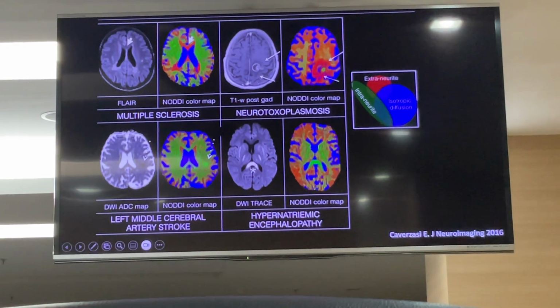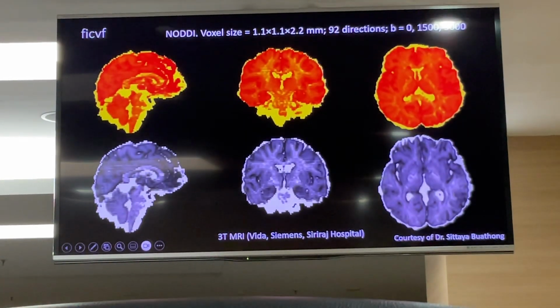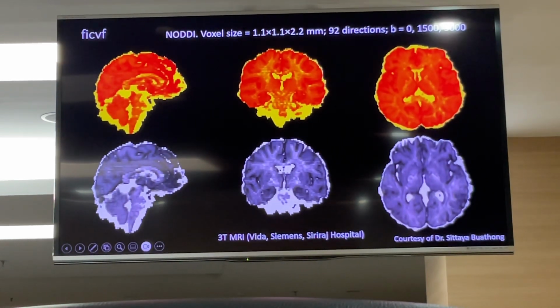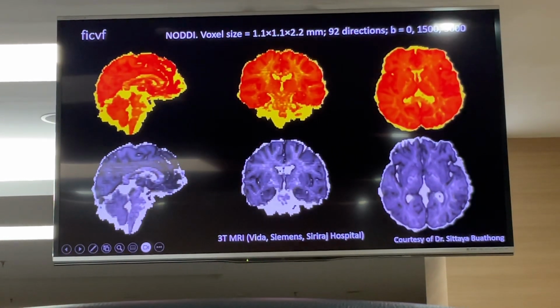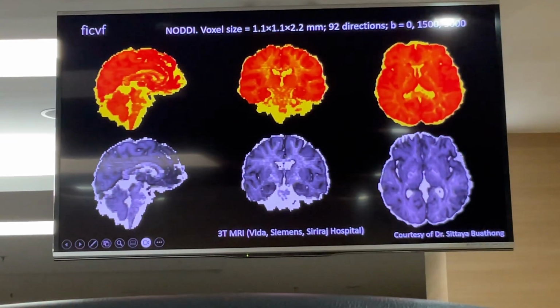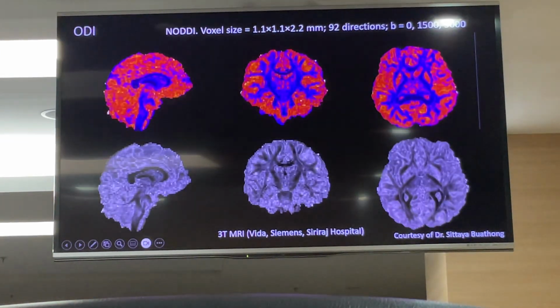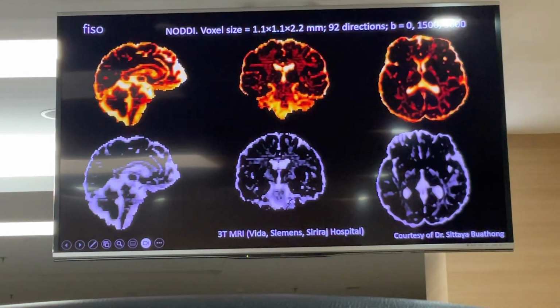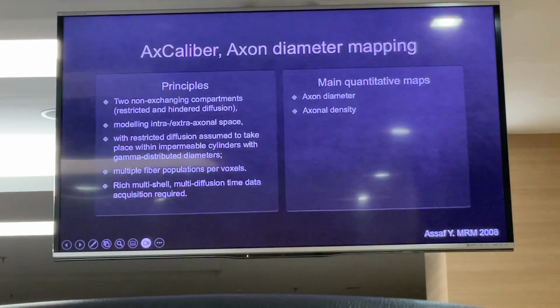This is stroke. Okay. We try to set up the protocol on the clinical scanner. When we translate advanced diffusion from the validation stage to the clinical scanner, it's not easy. We try to set up the protocol. You can see a nice gray-white differentiation. This is the FICPF, this is the ODI, this is FISO. You can see iso-diffusivity over the ventricle. I think this is almost the last one.